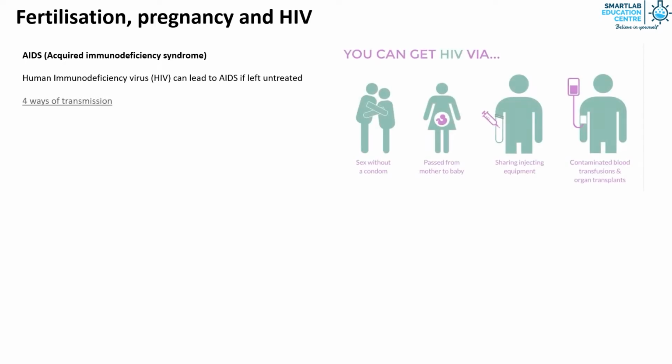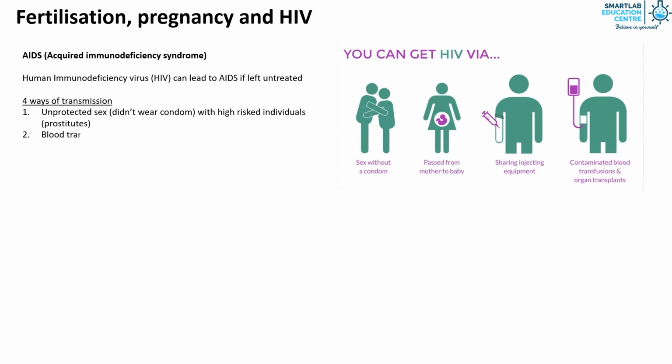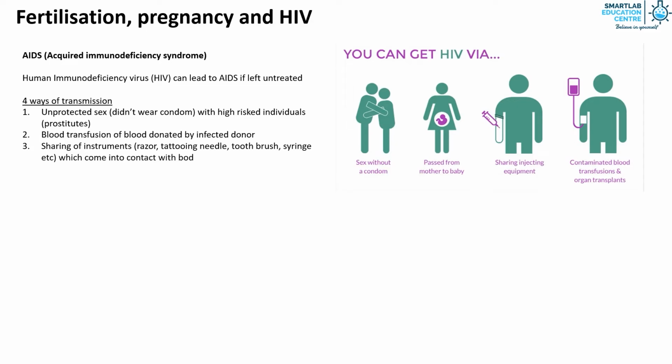We will now move on to the last part of this video, which is on acquired immunodeficiency syndrome, also known as AIDS. The human immunodeficiency virus, HIV, can lead to AIDS if left untreated. There are 4 ways of transmission of AIDS. Through unprotected sex with a high-risk individual. Through blood transfusion of blood donated by an infected donor. By sharing instruments which come into contact with bodily fluids. Or by birth to an infected mother.